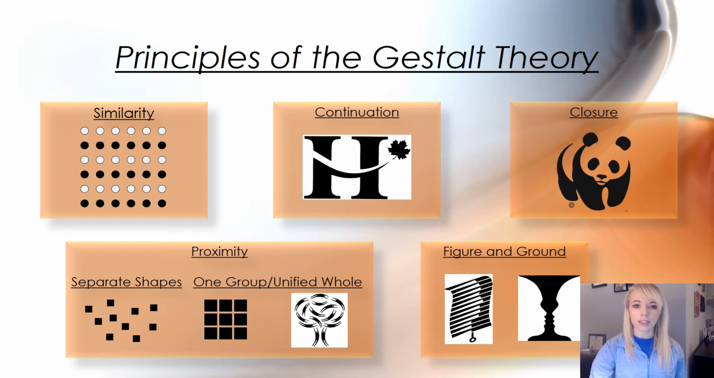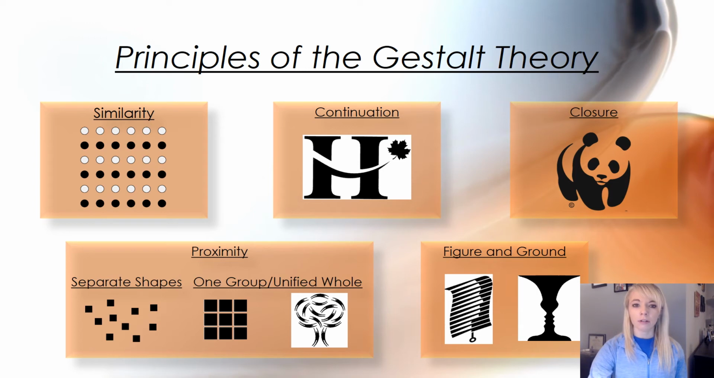Number 4 is proximity. This point has 2 aspects, separate shapes and one group or a unified whole. In the first picture, the brain sees the first set of squares as all separate shapes because they are randomly placed. But once they are organized, they are perceived as one group or a unified whole, not as 9 individual squares. It's the same with the image of the tree. We do not tend to see 15 separate people. Instead, we see them as a unified whole to create the image of the tree.